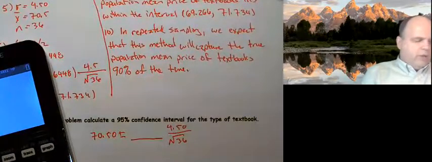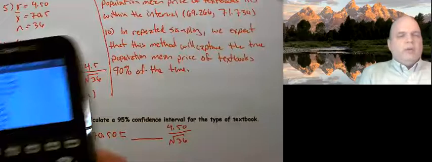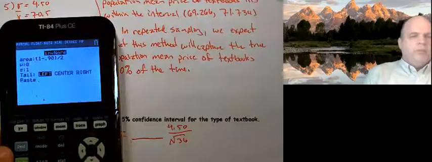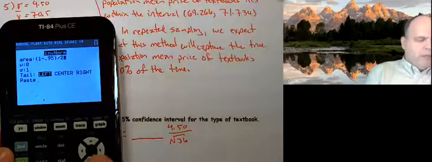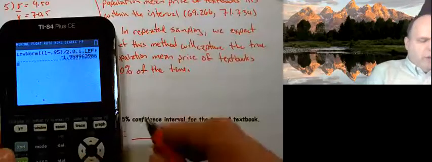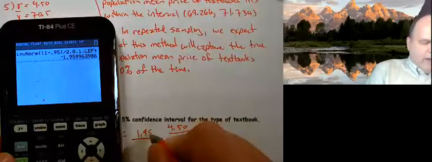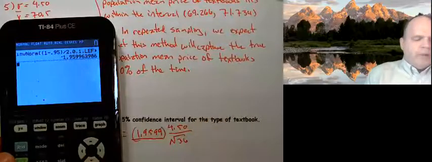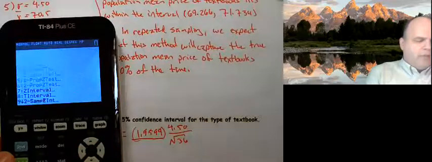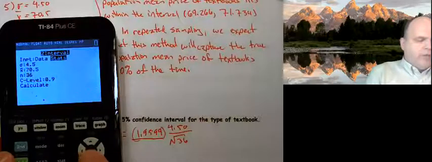Second quick, second vars, inverse norm, clear, parenthesis 1 minus 0.95 close parenthesis, divided by 2. Mean of 0, standard deviation 1. And we get z star of 1.9599. Now that's what we had on the previous page, so we could have just copied it from the previous page. Then we can go stat test number 7, and we're just going to change our confidence level to 0.95.